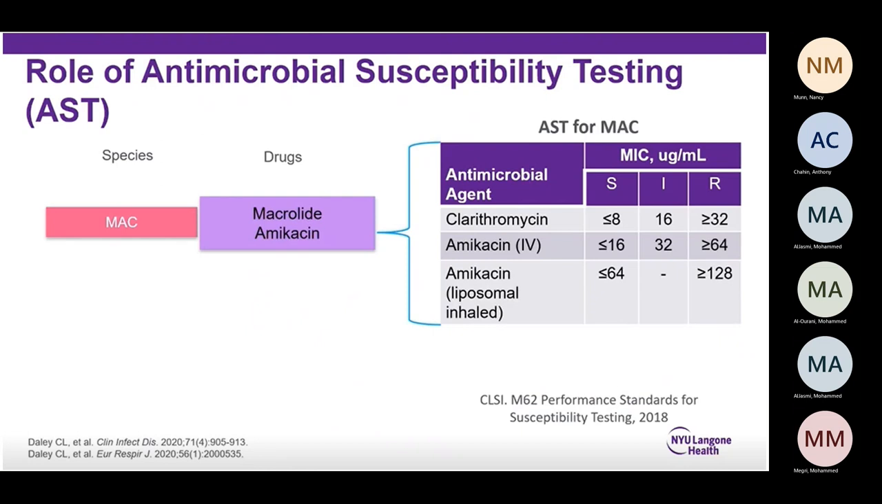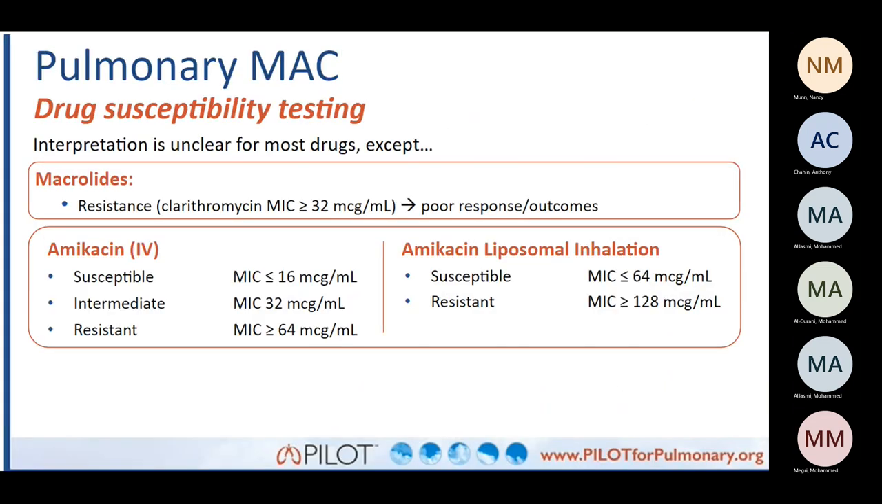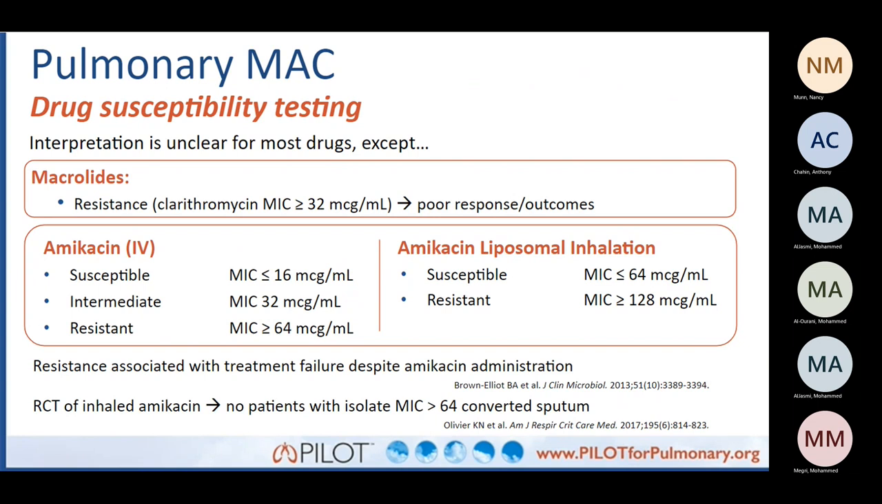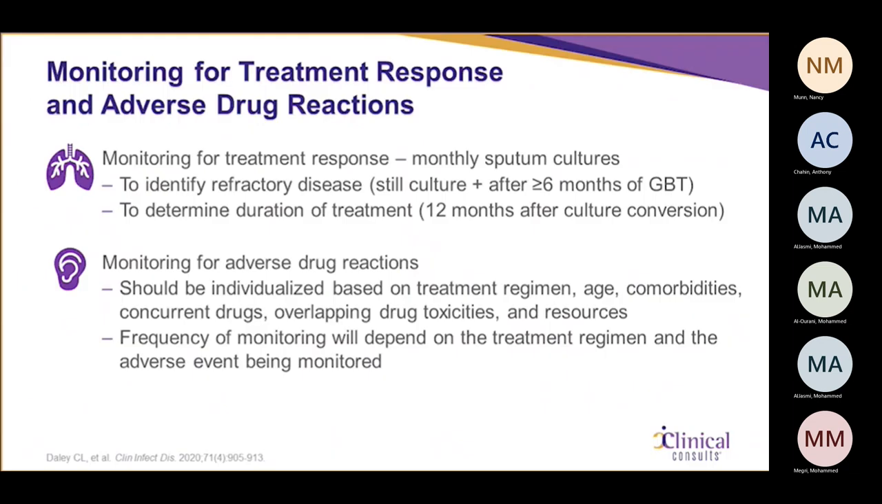So, susceptibility testing. Again, for MAC, we do it for macrolide and amikacin. And this is how it's defined. For amikacin, less than 16 is considered sensitive. For ALIS, less than 64. And for clarithromycin, less than 8. And I think that will be the same, but that tells you about the resistance. If there is resistance, the likelihood of treatment failure is high. So it's important to have knowledge about susceptibility when you start your therapy.